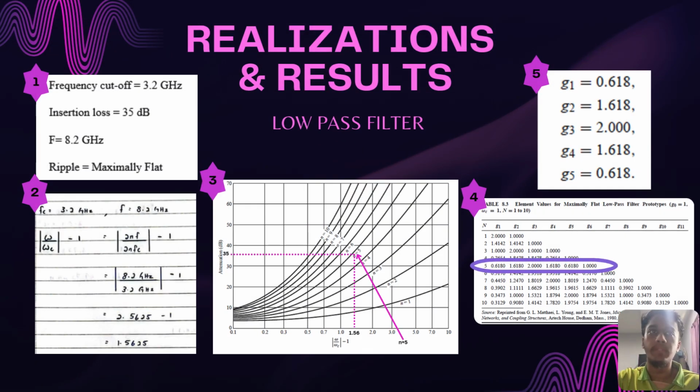So now let's focus on the tasks that we were given. For task 1, we have to use the low pass filter. The task given was cutoff frequency 3.2 GHz, insertion loss 35 dB at frequency 8.2 GHz, and the ripple is maximally flat. So first we need to find the n value.